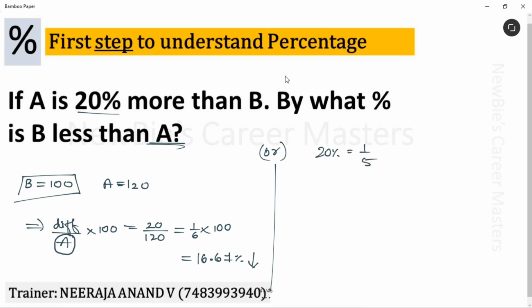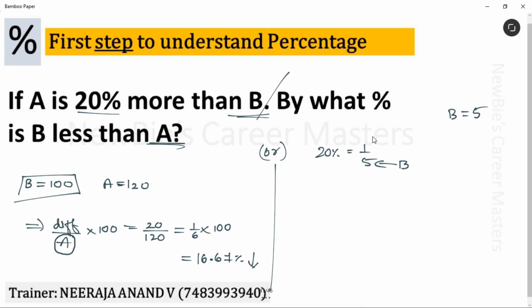Now concentrate on the first statement. A is 20% more than B. Comparison is with B, right? So what I'll do is, I'll take this value as B. B value 5. Denominator is done. Let's concentrate on the numerator.